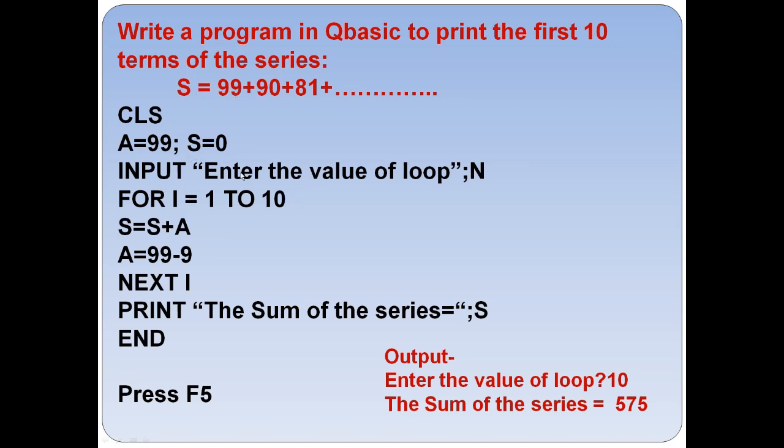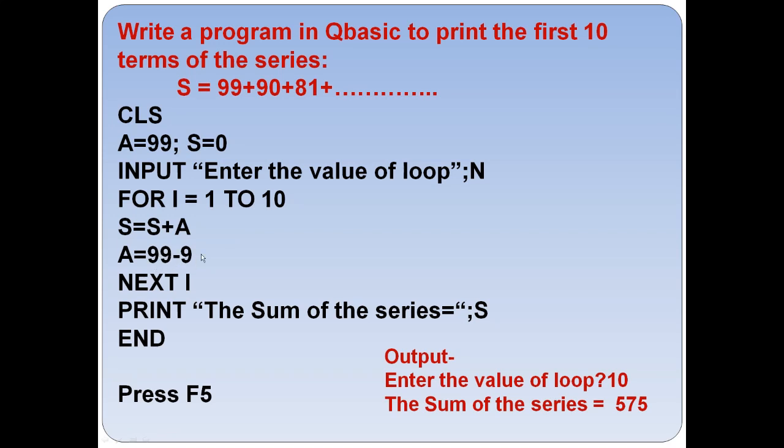Now input, we are using the input statement here: Enter the value of loop N. Here we will enter the value of the loop because it will go to 10 terms, so we will enter 10 terms when we run the program. For I is equal to 1 to 10, because there are 10 terms, it will go from 1 to 10. S is equal to S plus A, meaning 0 plus 99 becomes 99. Then 99 minus 9, the difference is 9. By mistake I have written it wrong, it will be A minus 9.